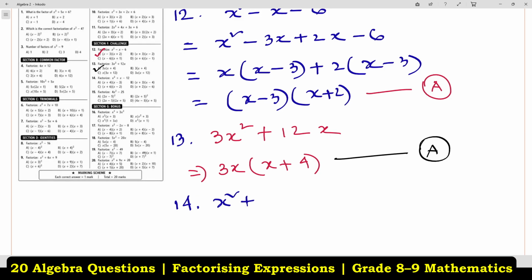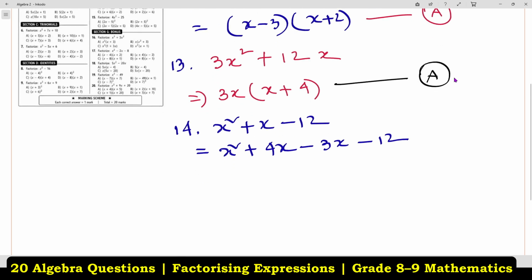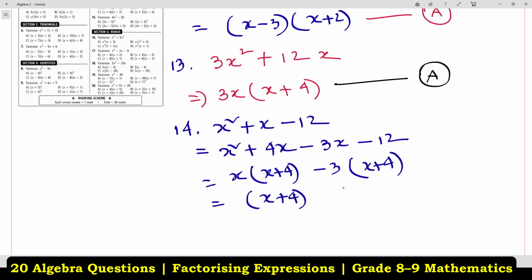14, x square plus x minus 12. So this one we can write what? 3 times 4 is 12 and 4 minus 3 is 1. So we can write x square plus 4x minus 3x minus 12, right? And then here we can take common x, so x plus 4, minus 3 common, again x plus 4, and finally x plus 4 once we take common, so here is x minus 3.